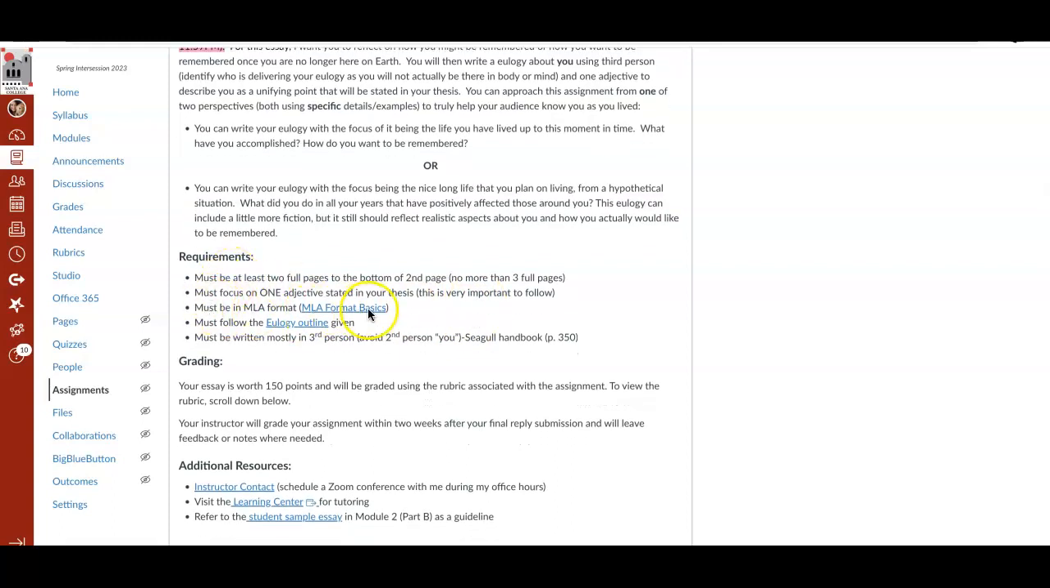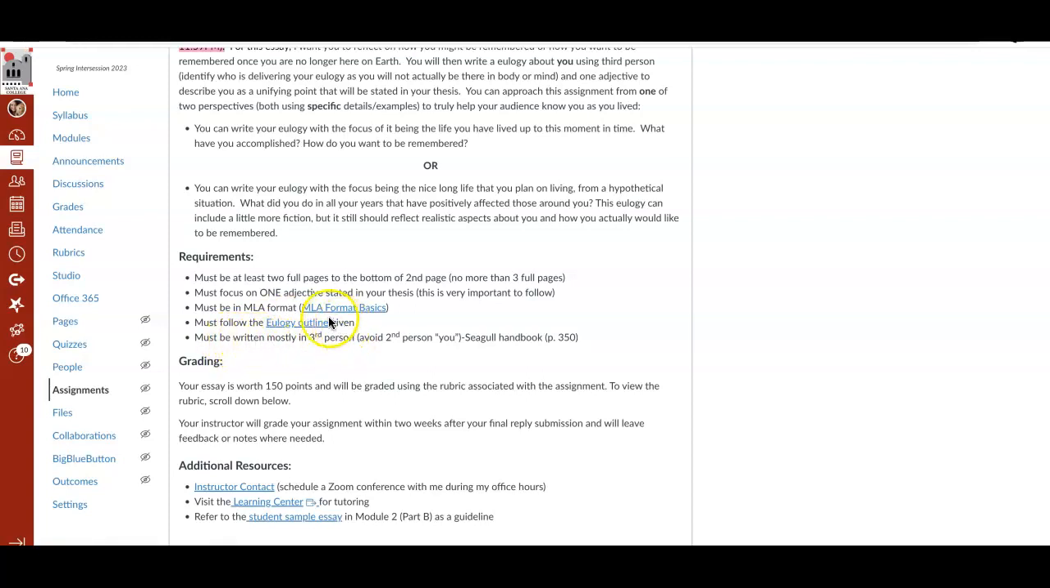You're going to follow MLA format basics. If you click on MLA format, it will take you to a page where I have a video on how to do MLA. I don't have a video on how to do MLA in Google Docs. So if you don't know how to do MLA in Google Docs, you might want to go to the Learning Center for help or Zoom with me, and we can work it out and make sure you have the proper format. You will follow an outline. I outline all six paragraphs one by one, and you want to make sure you follow it. That's part of your content grade.